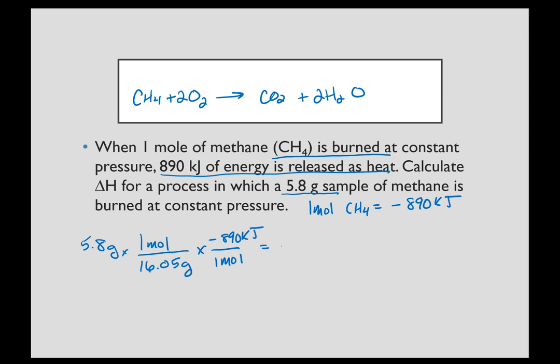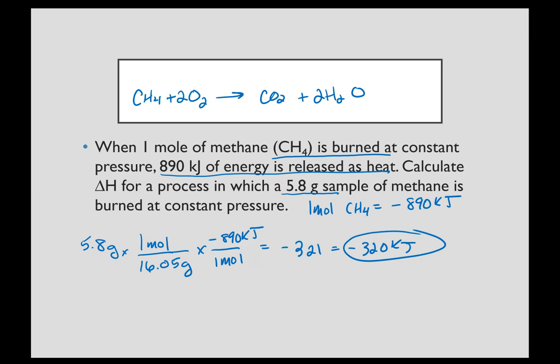So doing that math, you'll get negative 321 kilojoules. You can only use 2 sig figs because the 5.8 is 2 sig figs, so negative 320 kilojoules is your answer. So this is one way you might see these problems.